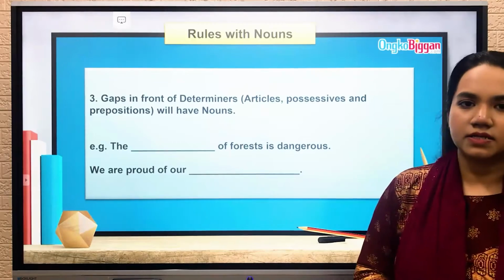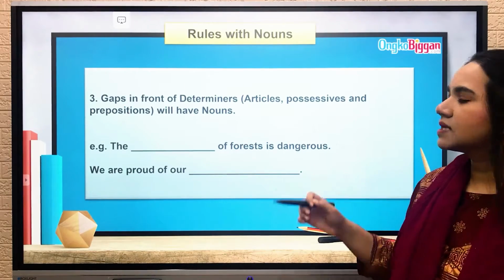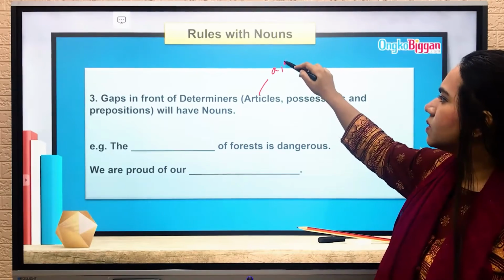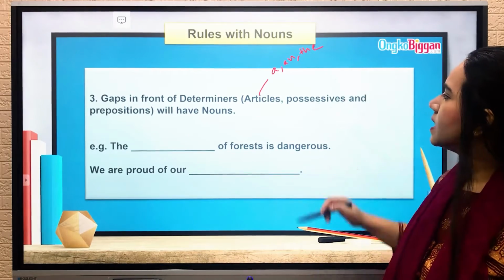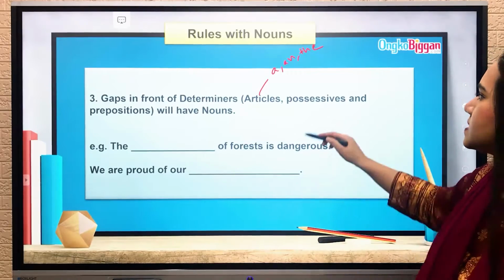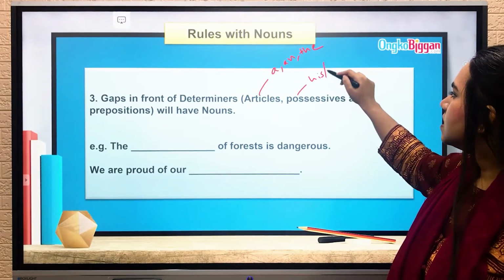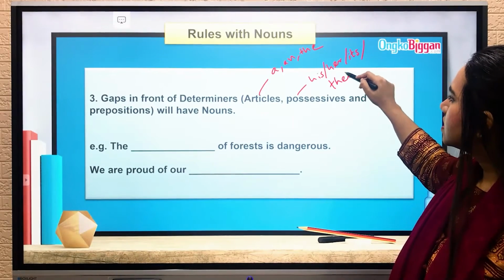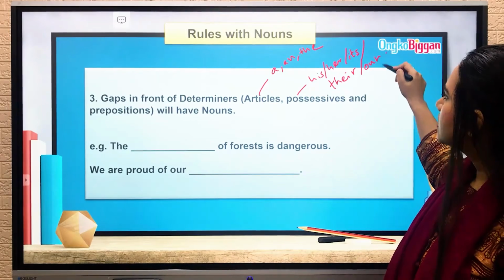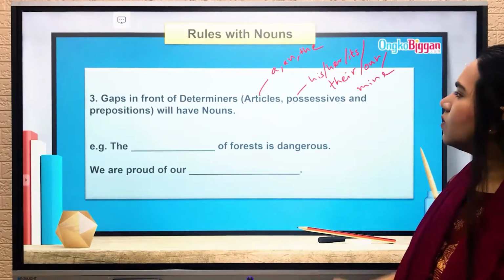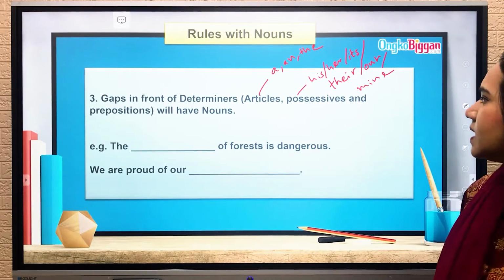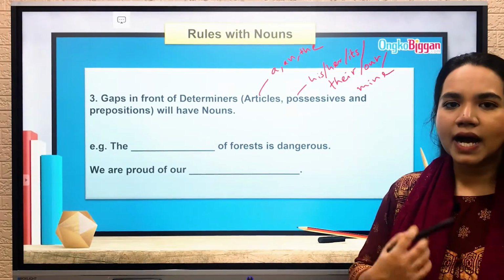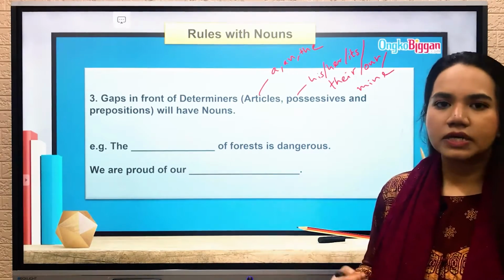So what are determiners? So you see here, determiners are 3 types. Either it can be articles. By articles, I mean a, an, or the. It can be possessives. So what are possessives? His, her, its, their, our, mine. These are all words which mean possessives, right? And prepositions. So we already know what are prepositions: to, for, by, with, within, at, on, in, right?